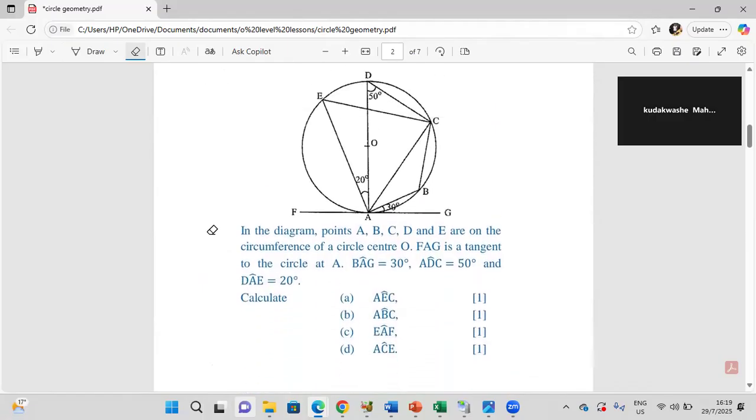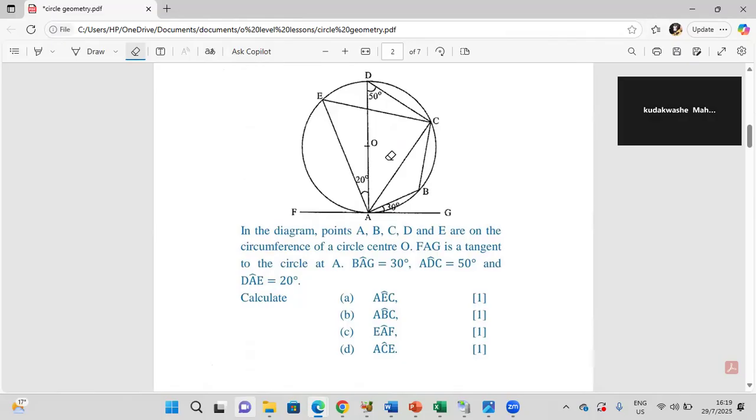So the question has a tangent, and we are given a supporting statement there. In the diagram, points A, B, C, D, and E are on the circumference of a circle with center O. So O is our center. In most cases, O is the center. O is the origin. So that is the center.